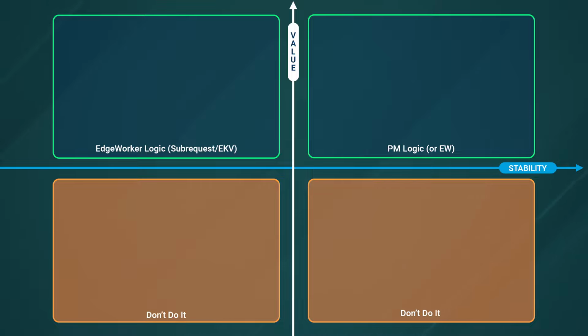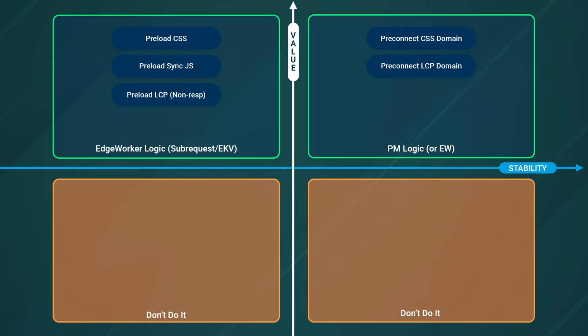As a rule of thumb, it's probably a good idea to preload any sort of critical CSS or synchronous JavaScript, as well as any of the largest contentful paint assets, which are generally going to be images. And then you can also do things like pre-connect CSS if it's coming from another domain, or pre-connect the largest contentful paint if it's coming from a different domain. Also, preloading fonts and preloading logos is a good idea.